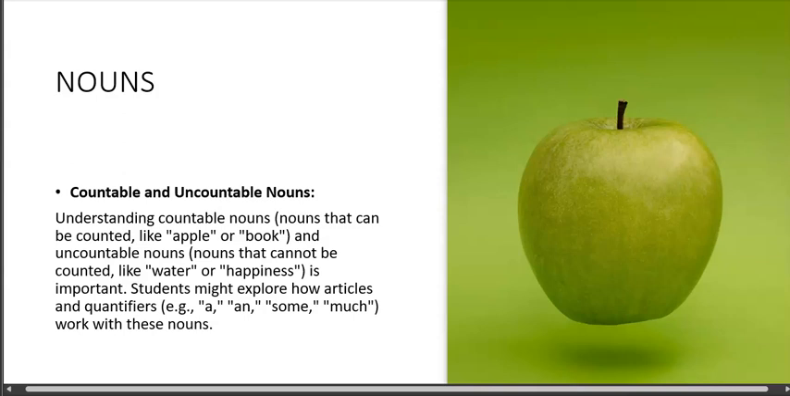So when you talk about countable nouns, these are nouns that we can count, okay? Nouns like apple, book, pencil. These are nouns that we can count. But when it comes to uncountable nouns, they are nouns that we cannot count, okay? These are nouns that we cannot even divide into smaller amounts and try to count. So for example, water. For example, happiness. Can we count water? Can we count happiness? No. So these are the uncountable nouns that we know. So don't forget about that. That's also an example of a noun.